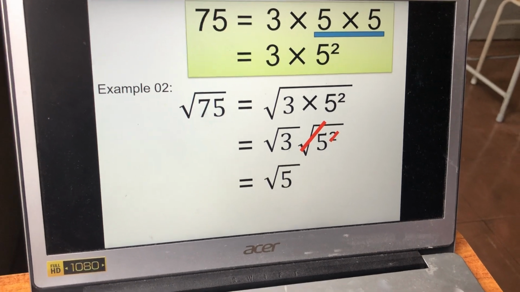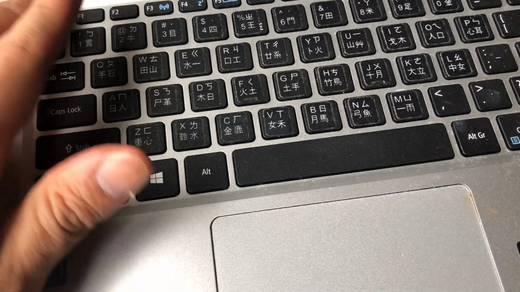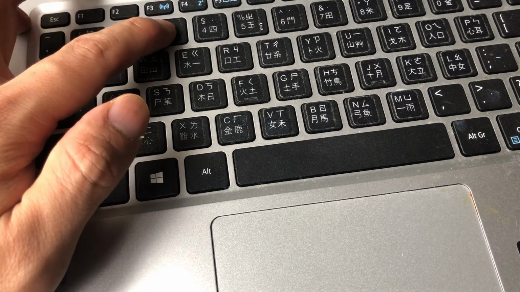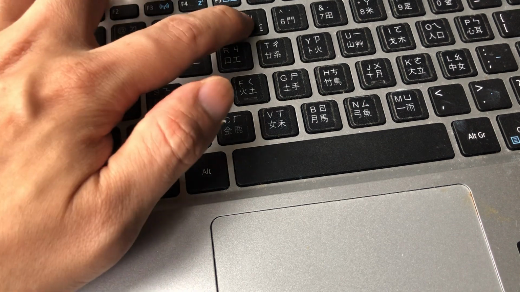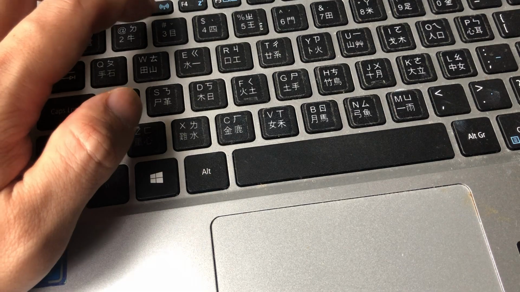Square root of 3. Oh, I make a mistake. I'm very sorry. I have to change it back. 3 and 5. Okay, done.